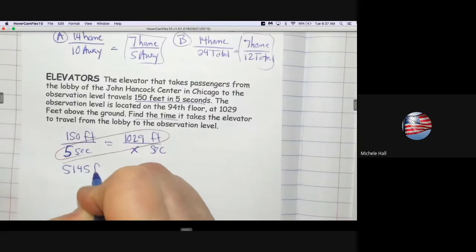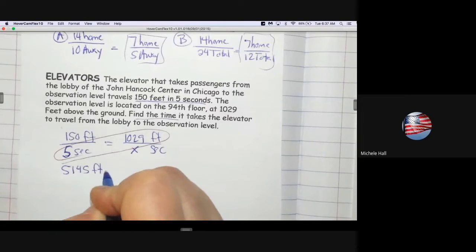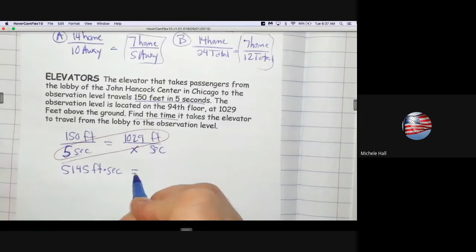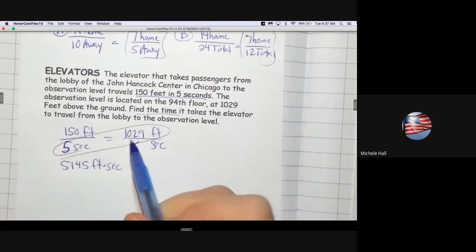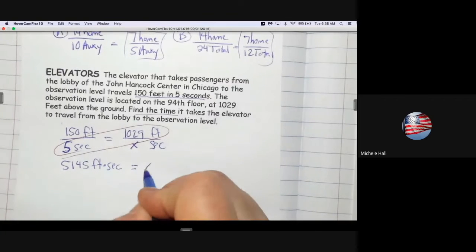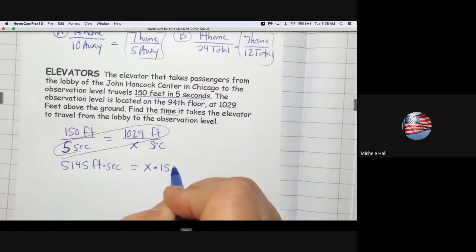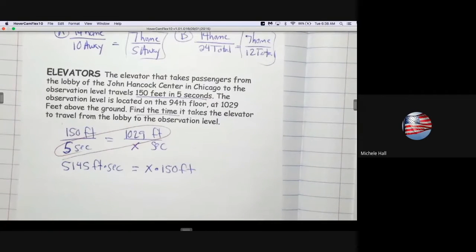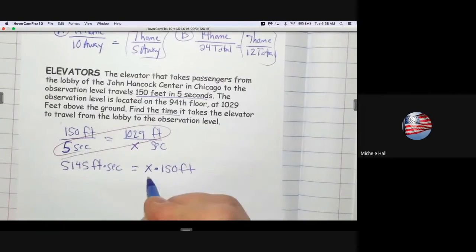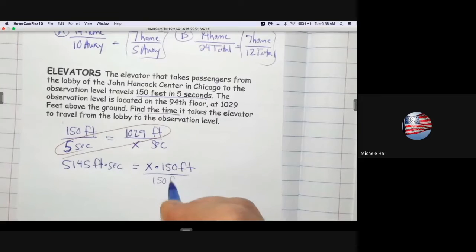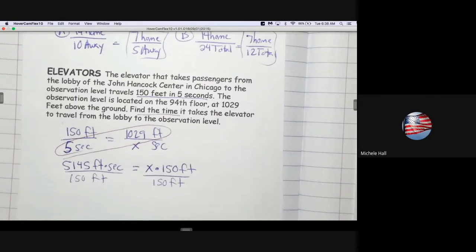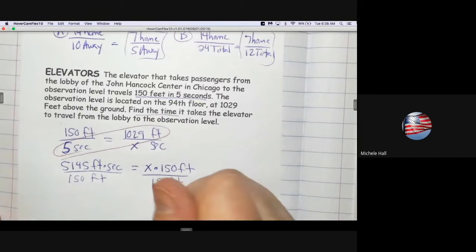And that would be feet, seconds, multiplying your units, feet and seconds, equals x times 150 feet. And now we're ready to solve. X is being multiplied, so we're going to divide by 150 feet. Divide by 150 feet. We see that these will cancel.